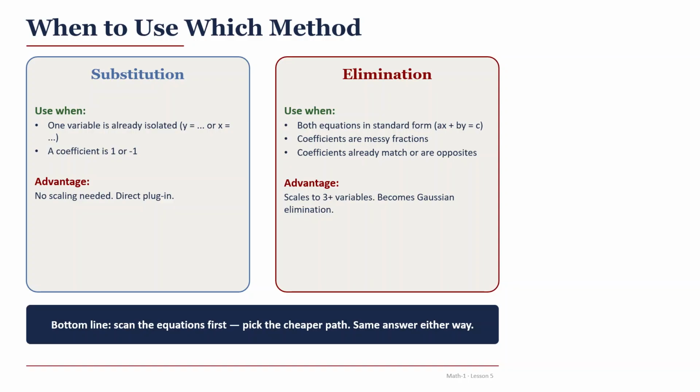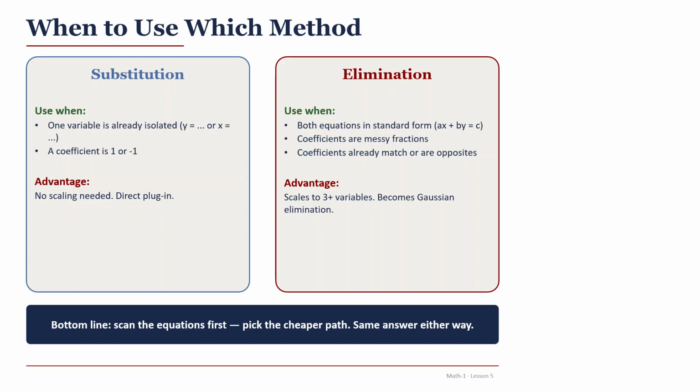Here is a simple rule. Scan the equations first, then pick the cheaper path. Use substitution when one equation already isolates a variable. If you see y equals something or x equals something, substitution lets you plug in immediately and reduce to one equation in one unknown. It is also the better choice when a variable has a coefficient of 1, because isolating it requires no division. Use elimination when both equations are in standard form, ax plus by equals c.